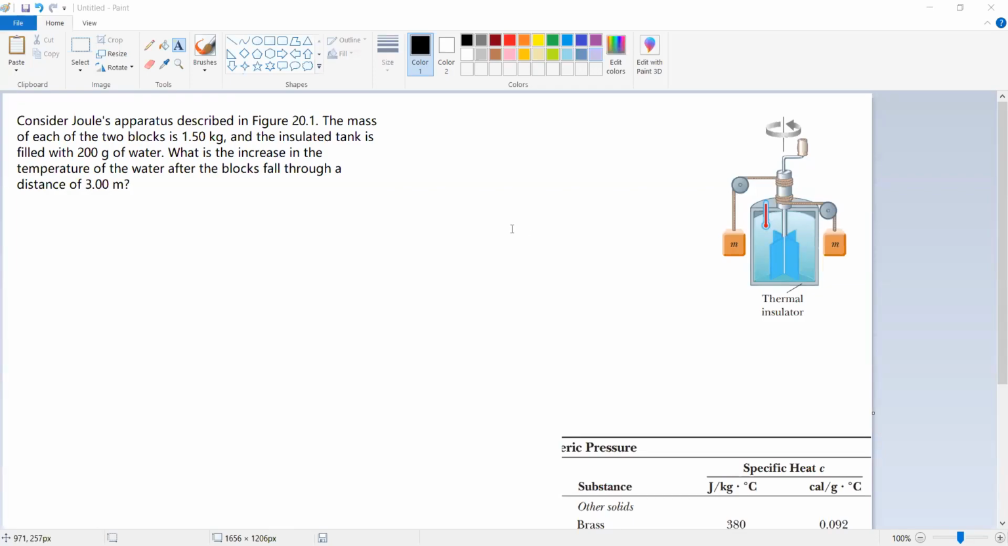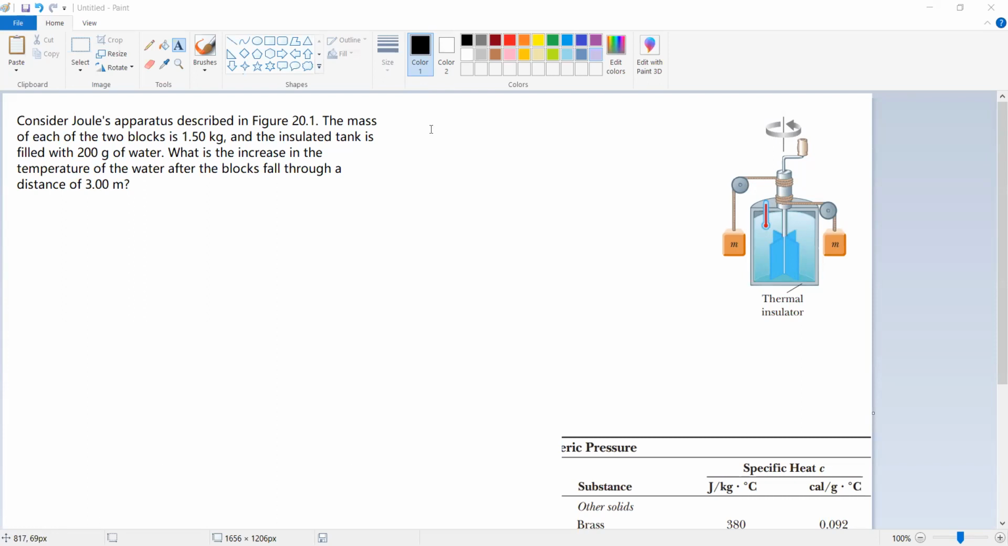All right, hello. Today we will be solving problem 2 in chapter 20. Consider Joule's apparatus as described in figure 20.1, and I have pasted figure 20.1 right here. The mass of each of the two blocks is 1.5 kilograms, and the insulated tank is filled with 200 grams of water. What is the increase in the temperature of the water after the blocks fall through a distance of 3 meters?